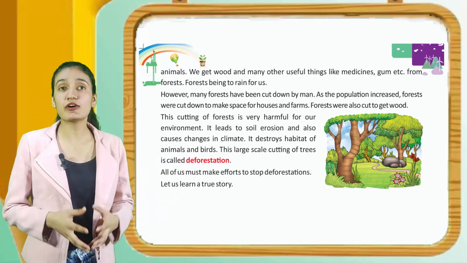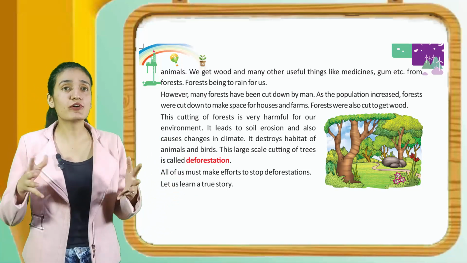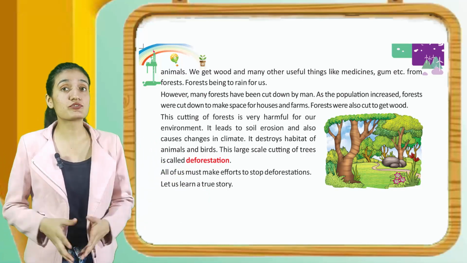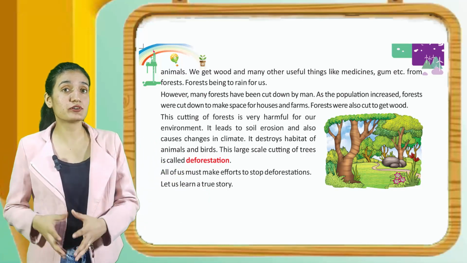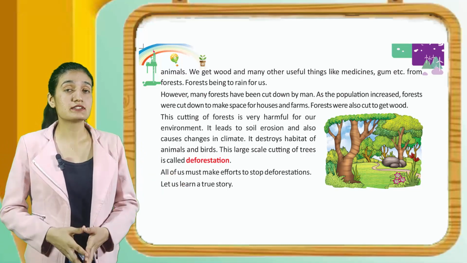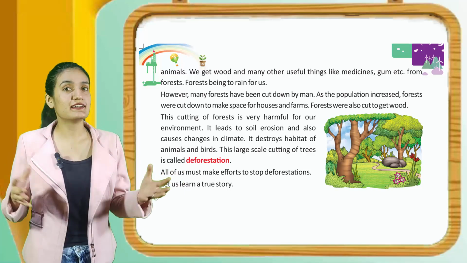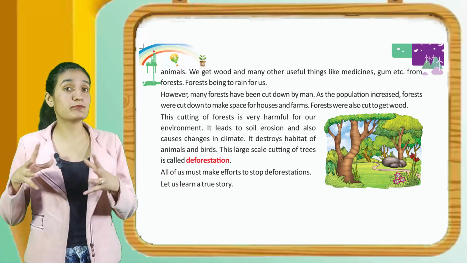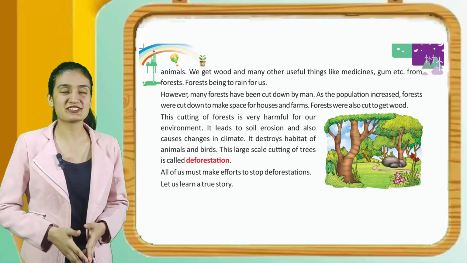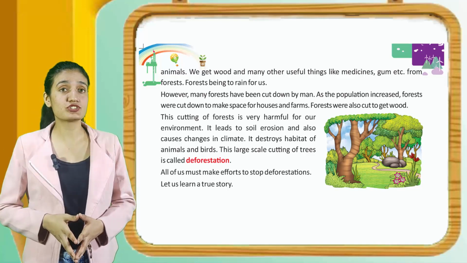However, many forests have been cut down by men. As the population increased, forests were cut down to make space for houses and farms. Forests were also cut to get wood. This cutting of forest is very harmful for our environment. It leads to soil erosion and also causes changes in climate. It destroys habitat of animals and birds. This large-scale cutting of trees is called deforestation. All of us must make effort to stop deforestation.